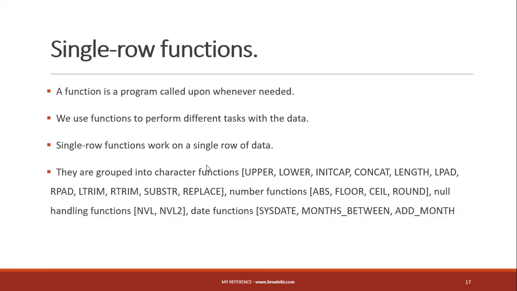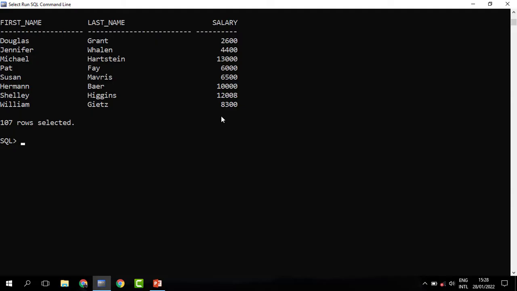We have a number of functions in Oracle. We have the character functions that work with letters or characters. For example, we need to convert all letters in uppercase. We need to convert emails in lowercase. And we have the number functions. They deal with numbers. We have functions that deal with null values, the NVL and NVL2. We also have the date functions that deal with dates. Let's see how they operate.